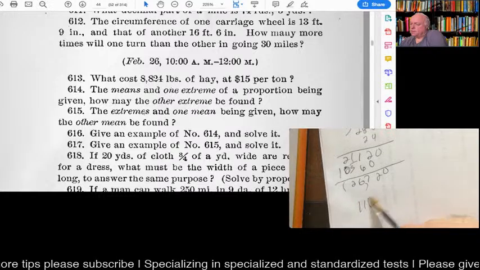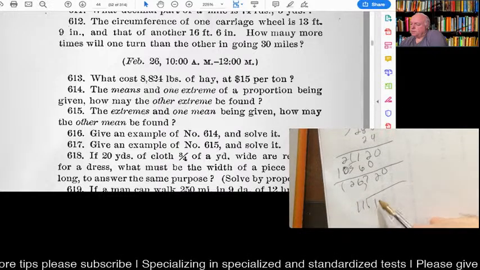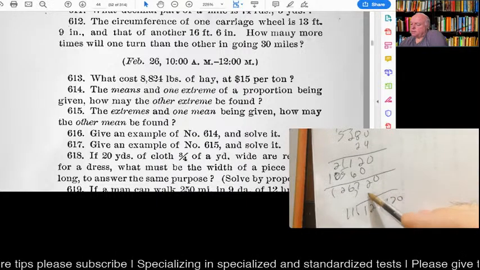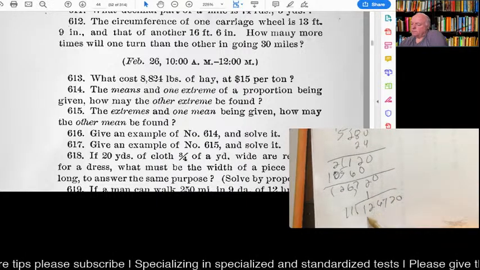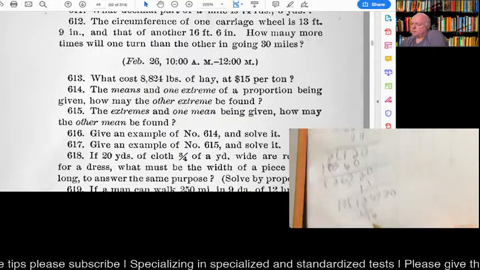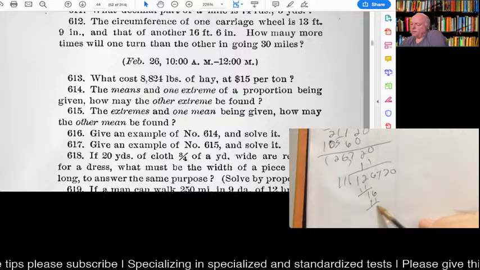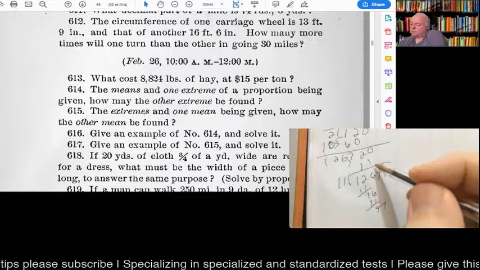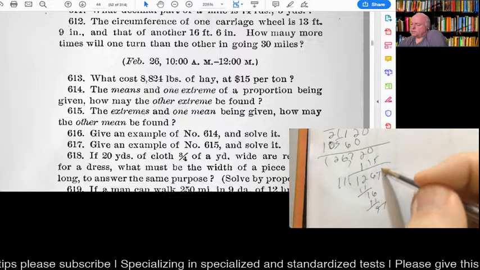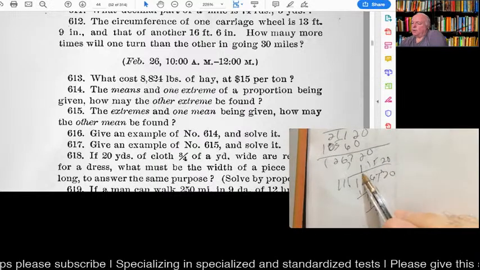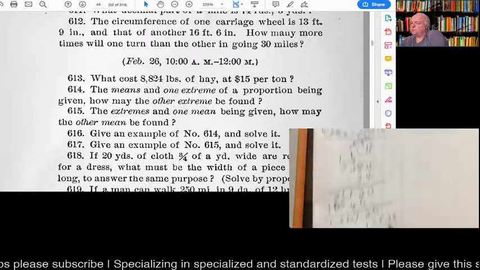So hopefully the numbers will work out. So 1, 2, 6, 7, 2, 0. That goes in there once. We get 1 left over, and it goes in once again. We get 557. So that goes in there 5 times. We get 2 left over. This becomes 2. So we get 11520 revolutions for the first one.